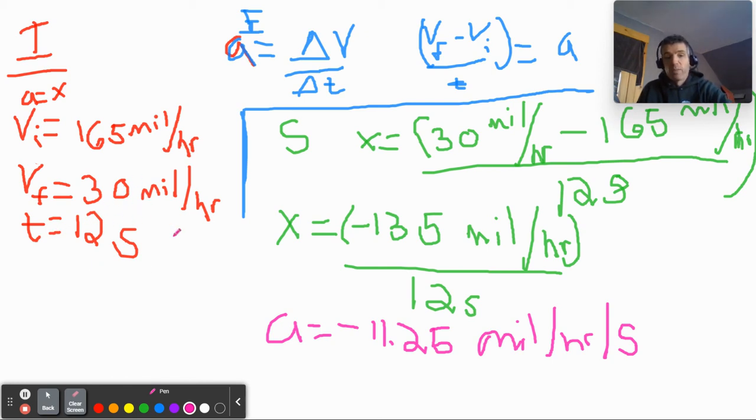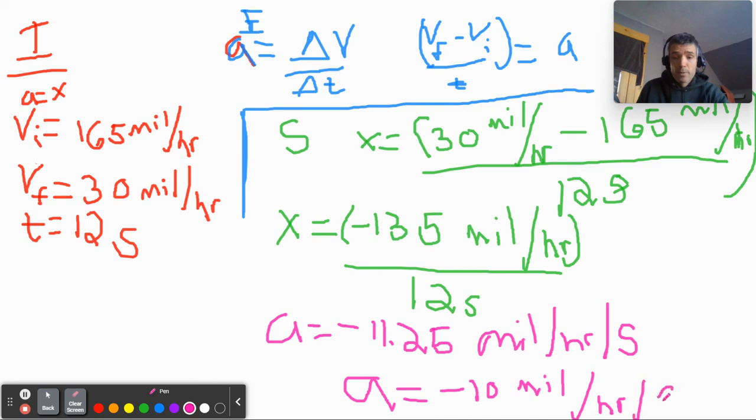30 really only has one sig because I kind of guessed it. So I would round for one sig because this is multiplication and division here. So A is negative 10 miles per hour per second. And that's my final answer, that one.